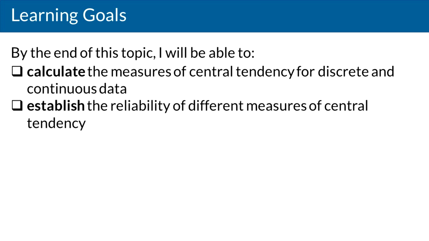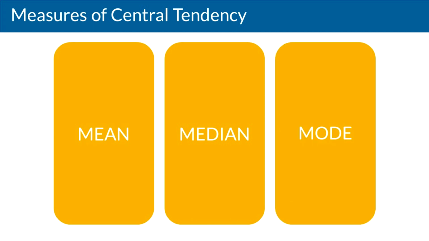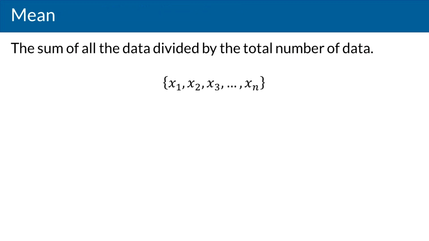You're likely familiar with all three already. We're going to talk about the median, the mean, and the mode. Measures of central tendency help us to analyze and understand what's going on within the center of a data set. To calculate the mean of a data set, we take the sum of all of the data and divide it by the total number of data.